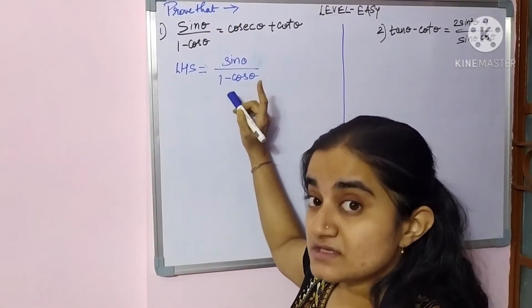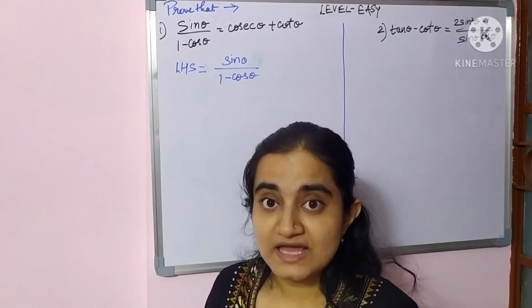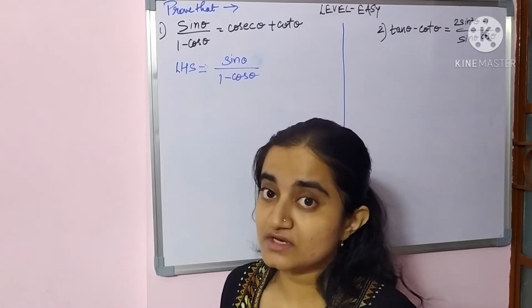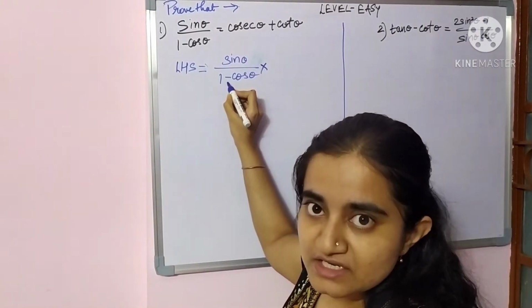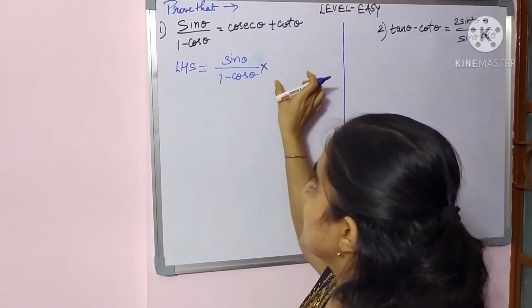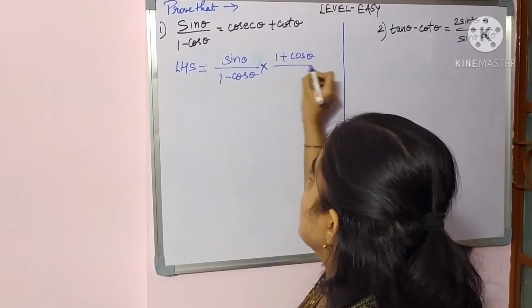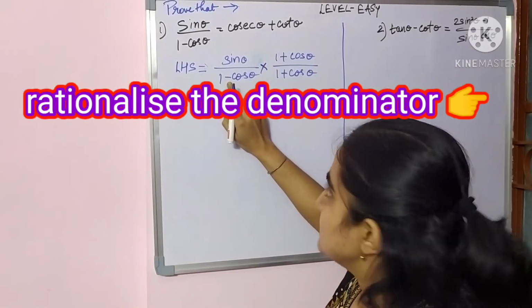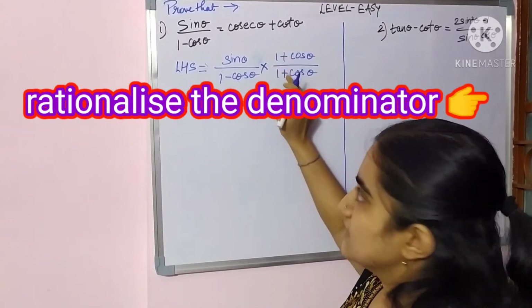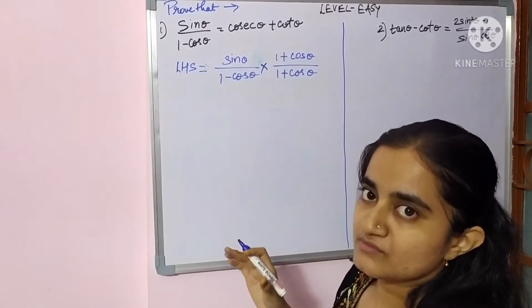Without thinking, in such type of question, when we see denominator 1 minus cos theta, we will rationalize. And how can we conduct that rationalization process? It's very easy. Change the sign in the denominator and copy that here and here similarly: 1 plus cos theta and again 1 plus cos theta. I have just changed the sign from minus to plus, and in the numerator also I have multiplied it, and in the denominator also we have multiplied it.